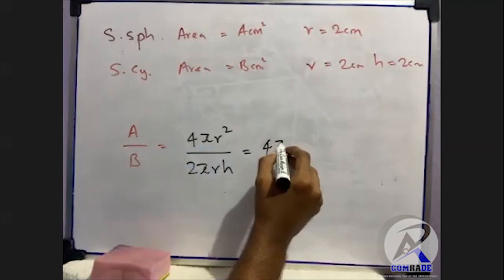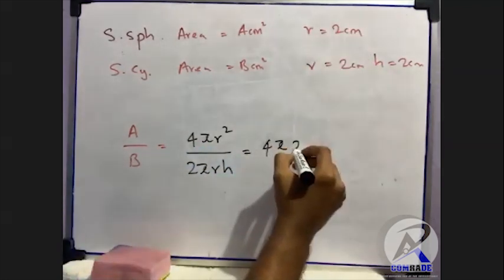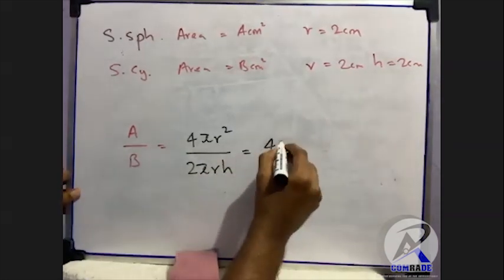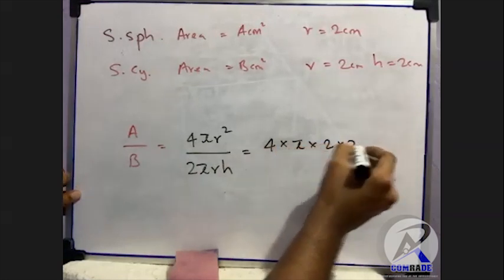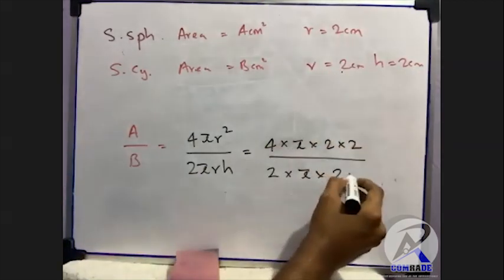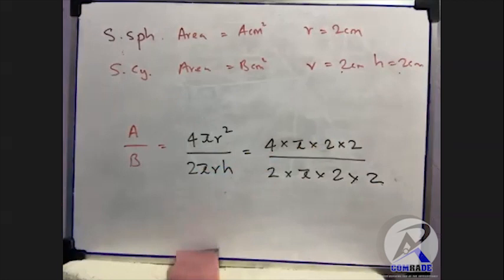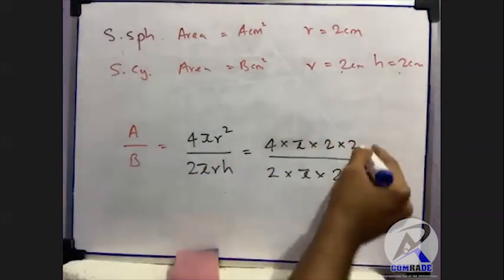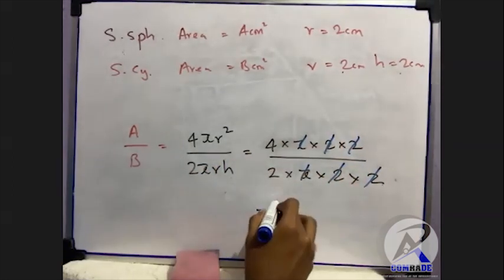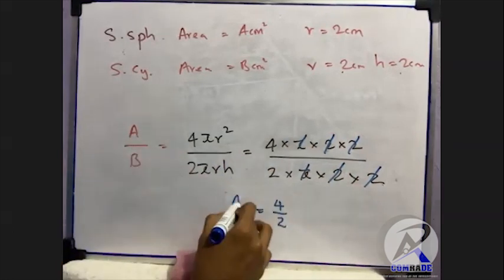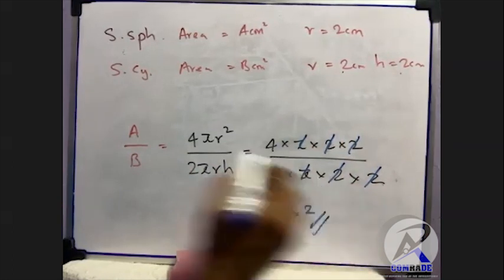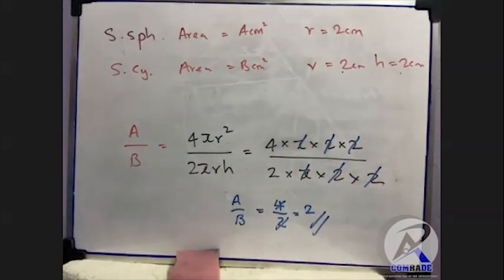So 4 pi r squared with r as 2 is 4 into pi into 2 into 2. Here, 2 pi r h is 2 into pi into 2 into 2. So I can cancel 2 with 2, 2 with 2, pi with pi, and finally a over b is 4 over 2, which is 2. So a over b equals 2. Okay, students.